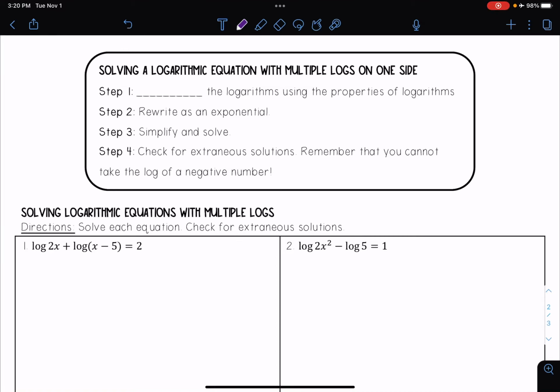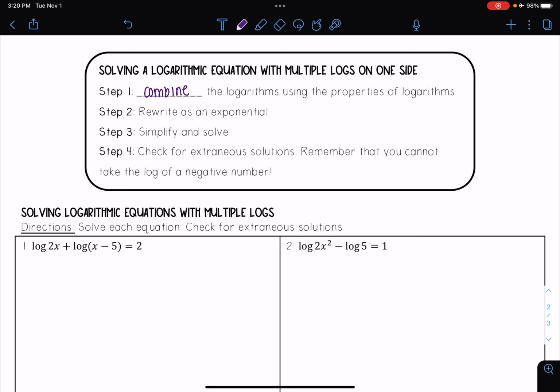In this video, we're going to be looking at solving logarithmic equations with multiple logs on one side. To solve these, we're going to go through basically 4 different steps. The first step is we're going to combine the logarithms using our properties of logs that we learned before.